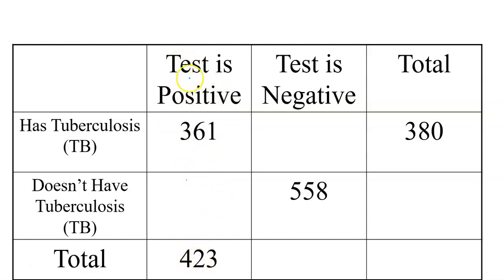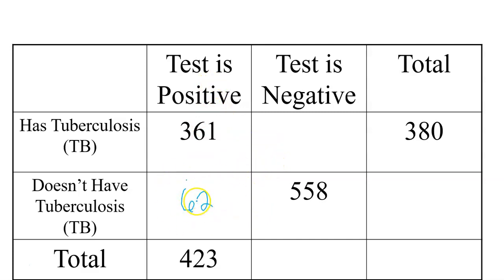The people who test positive and have it, and the people who test positive and do not have it, should add up to the total number of people that test positive. So the people who test positive that have it and the people who test positive that do not have it should add up to 423. In order to find how many do not have it but test positive, I can take my total, which is 423, and subtract how many have it and tested positive, which is 361. So 423 minus 361 is 62.